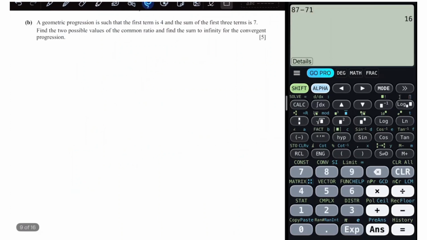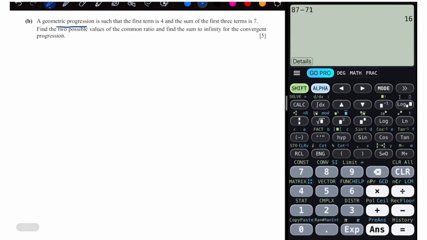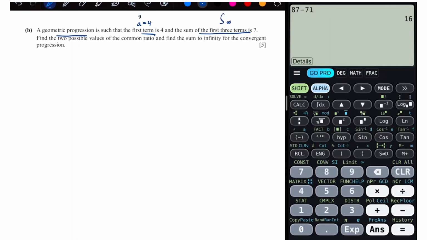Okay, for question number 8, part B, the geometrical progression is such that the first term is 4, a is equal to 4, and the sum to the first 3 terms is 7. Find the two possible values of the common ratio and the sum to infinity of the convergent progression.